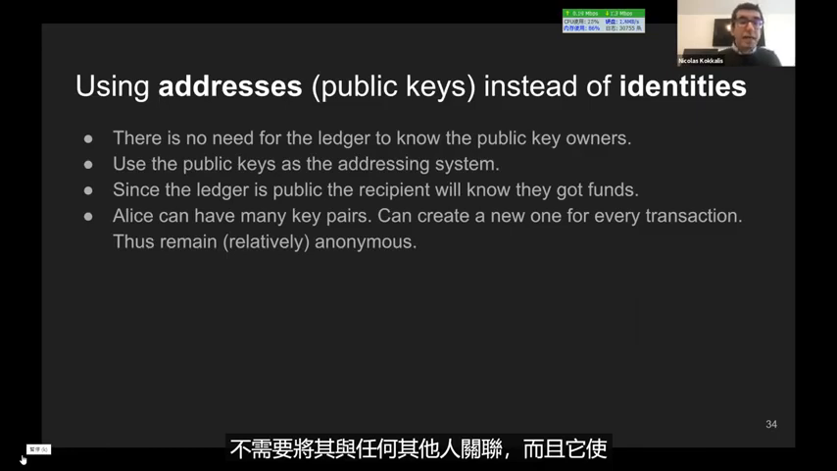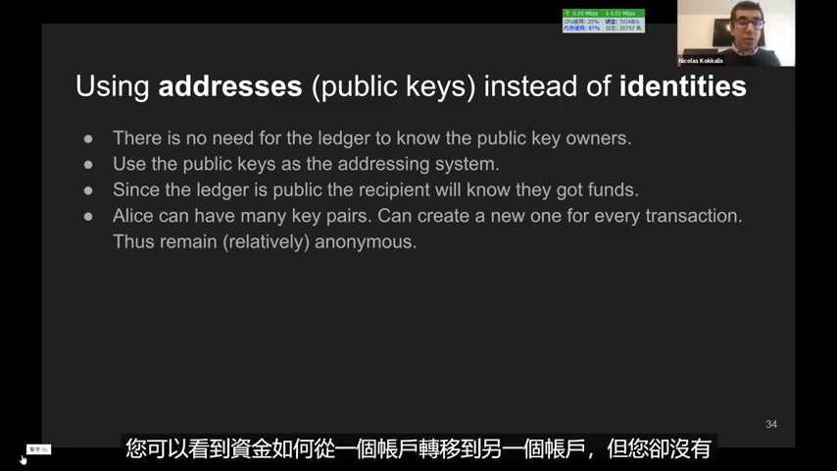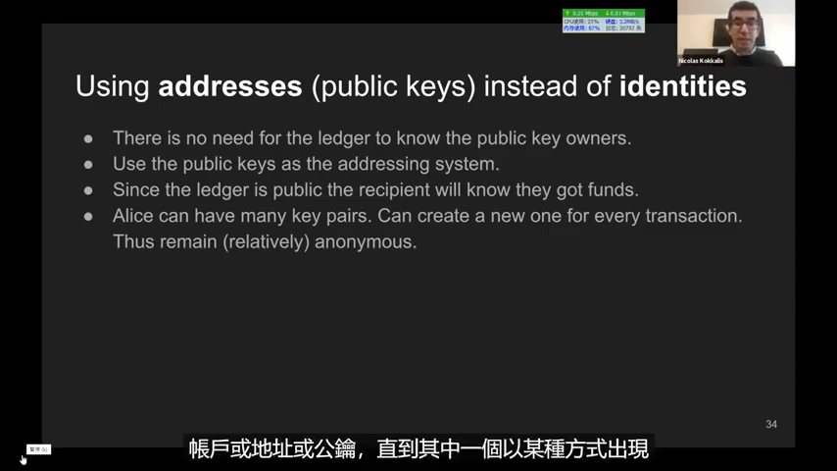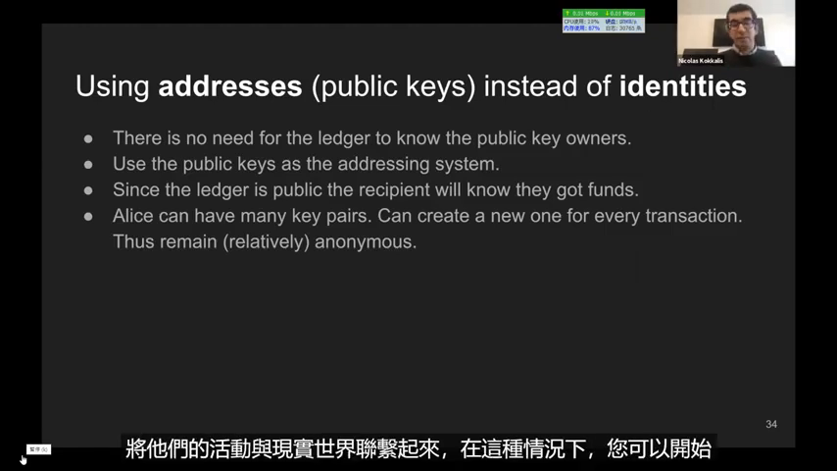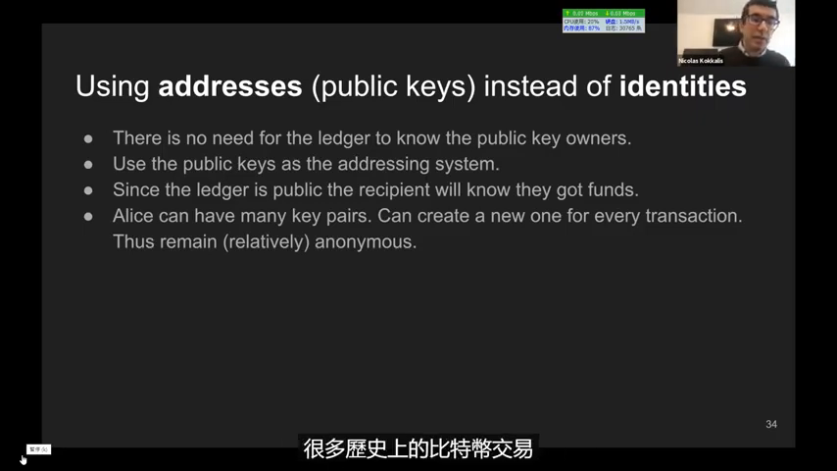Plus, it creates an interesting property of pseudo-anonymous behavior on the blockchain. You can see how the funds transfer from one account to another, but you don't directly know who the owner of each account or address or public key is, until one of them somehow connects their activity with the real world, in which case you can start tracing back who was who. And that's how researchers over the years have been able to de-anonymize a lot of historical Bitcoin transactions.